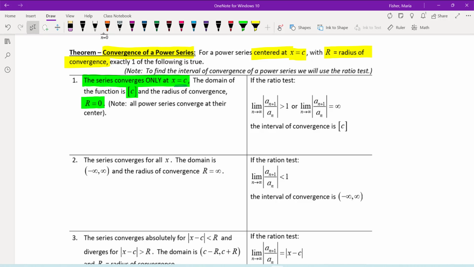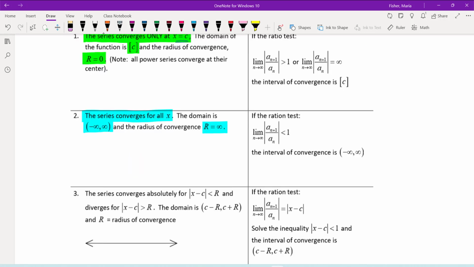The second option is that your power series converges for all x, so its domain would be negative infinity to positive infinity, and that radius of convergence is equal to infinity. The third option, and the one that happens the most, is that the series converges absolutely for the absolute value of x minus c less than r, and it diverges for everything else, and its domain is this thing, c minus r, comma, c plus r, where r is its radius of convergence.